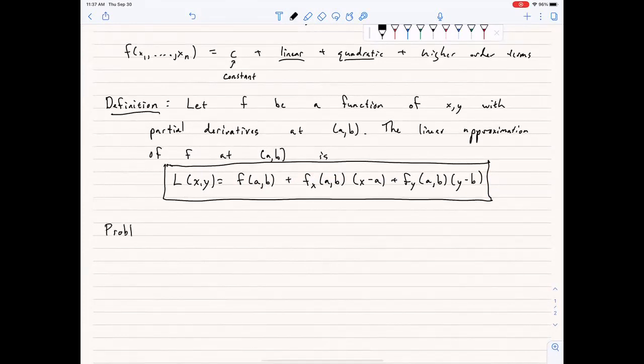All right, so let's do a problem, just computing this and seeing how it's used. So let's approximate the following value: the square root of 2e to the x plus 2e to the minus y.